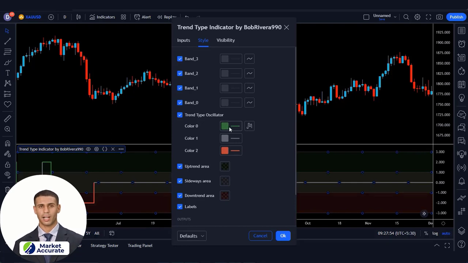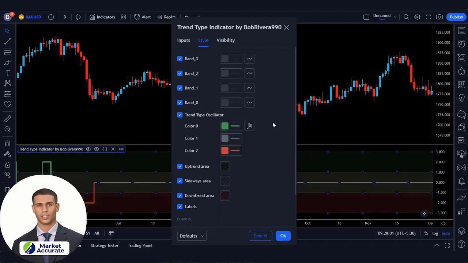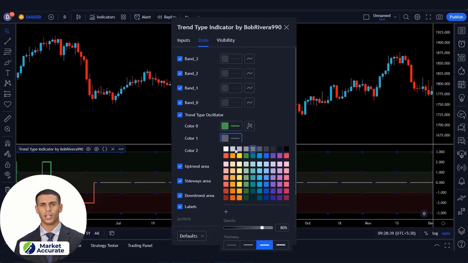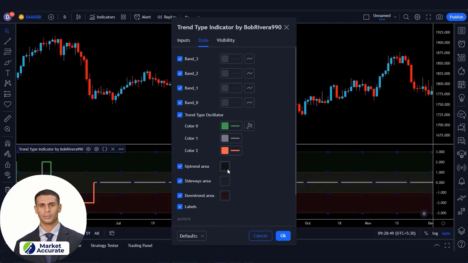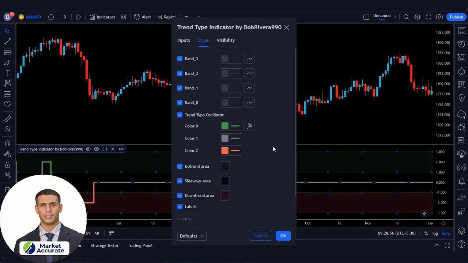I open the Style tab, and in the Style section, we have to make the color 0 option a little more vivid. I choose a darker green and I increase the opacity to 100% and make the line bolder. I increase the color 1 option's opacity to 100% and make the line thicker as well. Then for the color 2 option, I choose a darker red, increase the opacity to 100% and make it bolder. I leave the uptrend area's opacity at 10%, decrease the opacity of the sideways area to 0%, and leave the downtrend area's opacity at 10% as well.